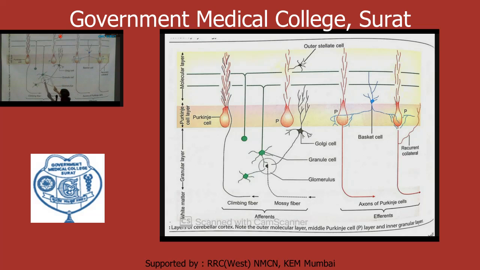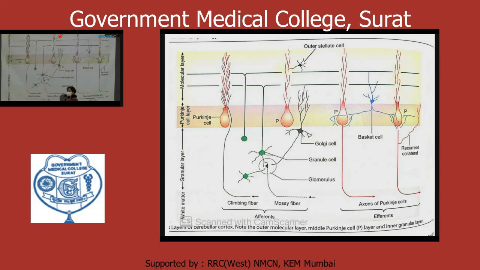Now, the input which is coming to the cerebellum comes through two fibers. One is the mossy fiber, another is the climbing fiber. These are the two fibers which bring the input to the cerebellum. These climbing fibers are the fibers which arise from the inferior olivary nucleus. The climbing fibers are coming from the inferior olivary nucleus.